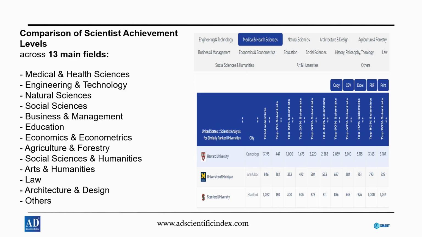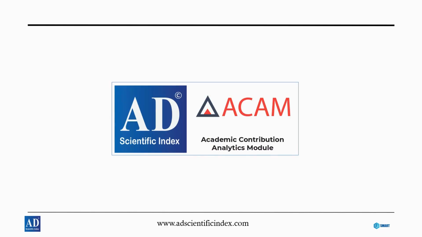The table on the right shows how universities rank within a selected field, such as medical and health sciences, by analyzing total scientists and the distribution across top performance percentiles. This comparison helps institutions understand their scientific capacity and competitiveness within each major discipline.